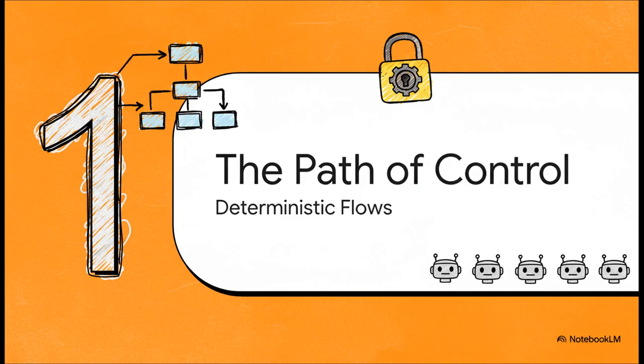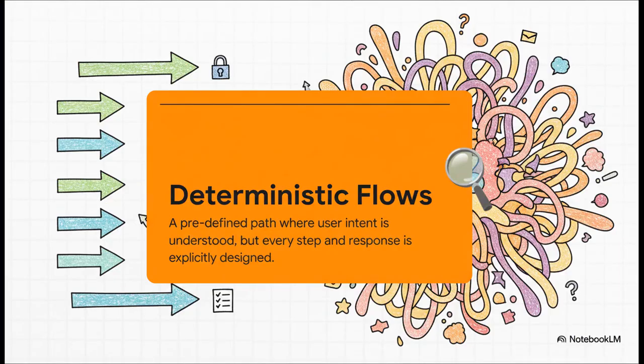All right, let's dive into that first path, the path of control. This approach is all about you maintaining explicit, step-by-step authority over every single turn in the conversation. The best way to picture this is like one of those choose-your-own-adventure books. Yeah, the AI is smart enough to figure out which page the user wants to turn to, but here's the key. You, the author, have already written every single page, every single pathway in advance. Nothing is left to chance.